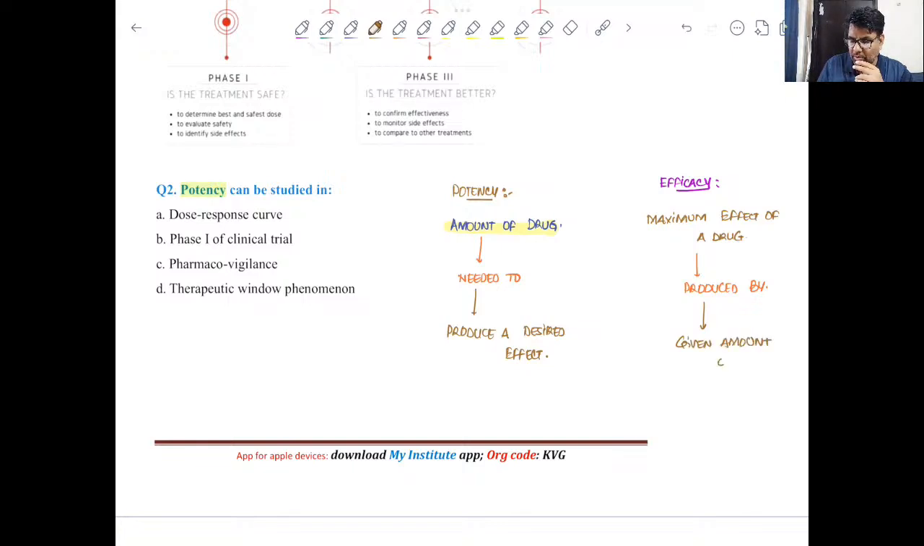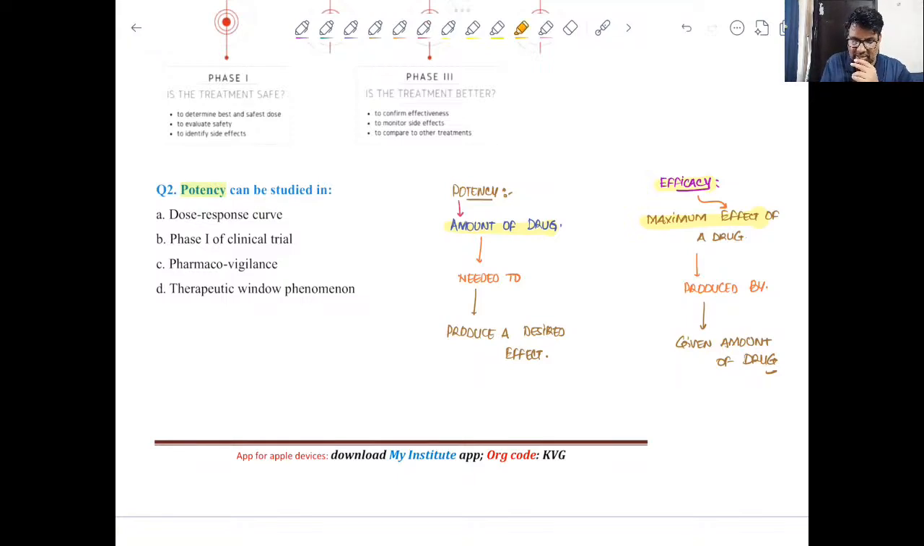Clear? So efficacy is the maximum effect produced by a given amount of drug. So this is efficacy. Efficacy is effect. You can remember it like this: efficacy is effect and potency is the amount. Clear? So please remember these two very important concepts. Many times we have a question from this.